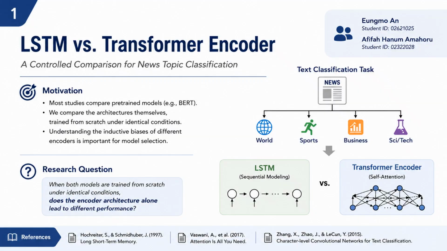Today, I will present our project titled LSTM versus Transformer Encoder, a controlled comparison for news topic classification. Both LSTM and Transformer are widely used for natural language processing. However, most previous studies compare pre-trained models, such as BERT, making it difficult to isolate the contribution of the encoder architecture itself. In this work, we compare bi-LSTM and transformer encoder trained entirely from scratch, while keeping the dataset, pre-processing pipeline, vocabulary, and training settings identical.